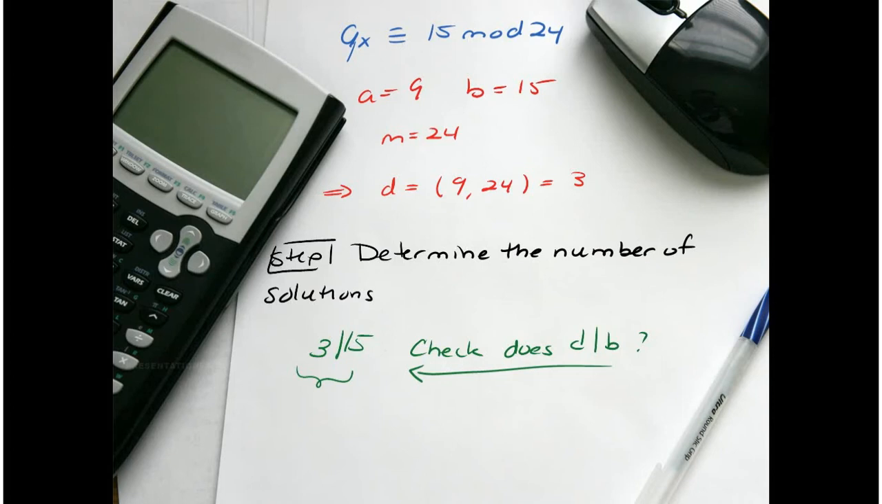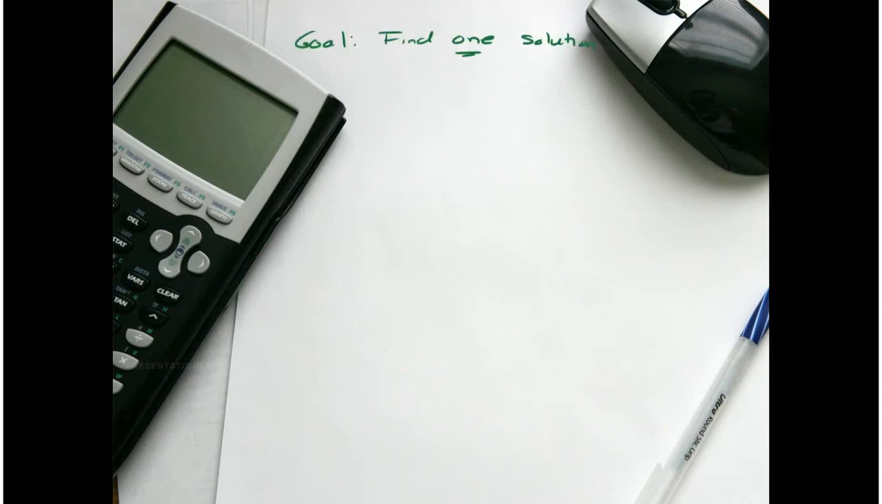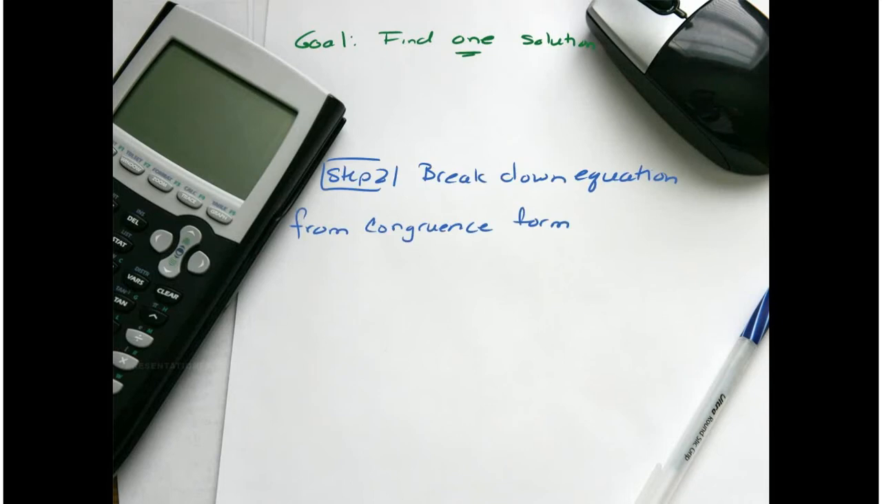So in the notes which I presented in class, I had a 3 divides 15 hanging around. That's what I was doing. I was checking that I can actually apply that theorem. So since that's true, I can tell you that there's exactly D solutions mod 24, or there's going to be 3 distinct solutions mod 24. So the goal is to find one solution. Once I find one solution, I can find all the other ones by adding a particular modulo.